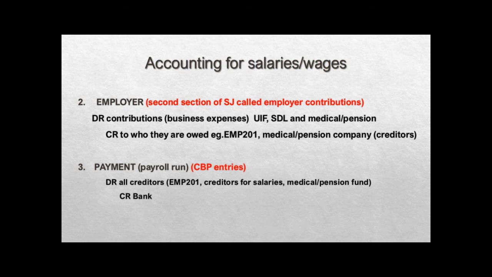And then once you do the payment, we debit all the creditor accounts and we credit the bank account with the amount that is paid over to them. Okay, and that is how you would do the general journals for your accounting for your salaries and wages. Okay, any questions on salaries and wages?